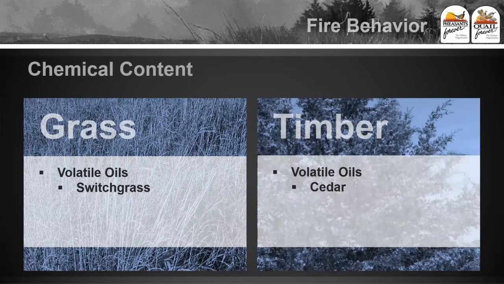So chemical content, pick your area. Here in Nebraska, our biggest one is switchgrass, because it's got volatile oil in it. So if you burn a patch of switchgrass, it behaves completely different than if you're burning little bluestem or big bluestem. It's got this oil in it that just makes it really snappy. The same thing with cedar trees. If you get up into the canopy with a cedar tree, these volatile oils basically just make them explode, which is really cool, but also can change our fire behavior and make it more dangerous. So we have to mitigate that.